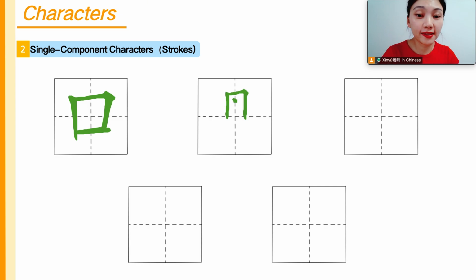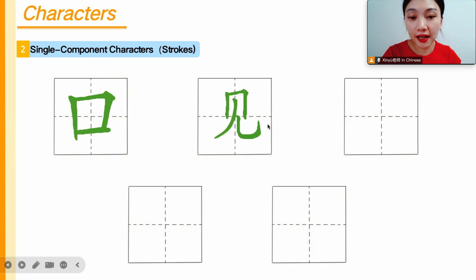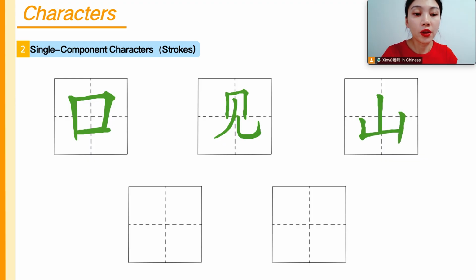Second one is character 见, which means to see. In traditional form, the top part is the eye and the bottom part is a person. So it means it's a person using their eyes to see, so which means to look or to see. Number 3 is character 山, which means mountain. This character looks like a ridge of mountains with 3 peaks.